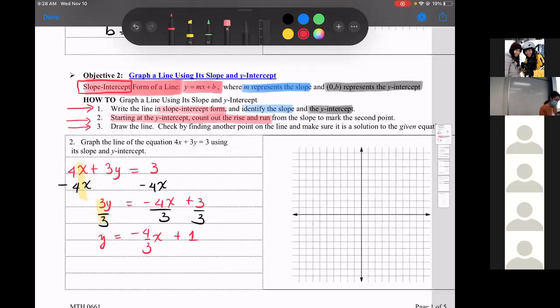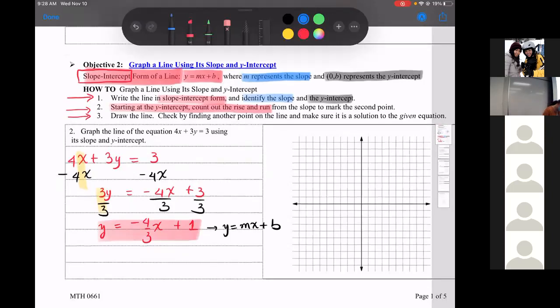So now I have Mx plus b, right? Yeah, that's what I want. That's what I converted to. So what's the slope here? If you eyeball it, what's the slope? Yeah, negative 4/3. And then what is the y-intercept? 0, 1. Thank you.